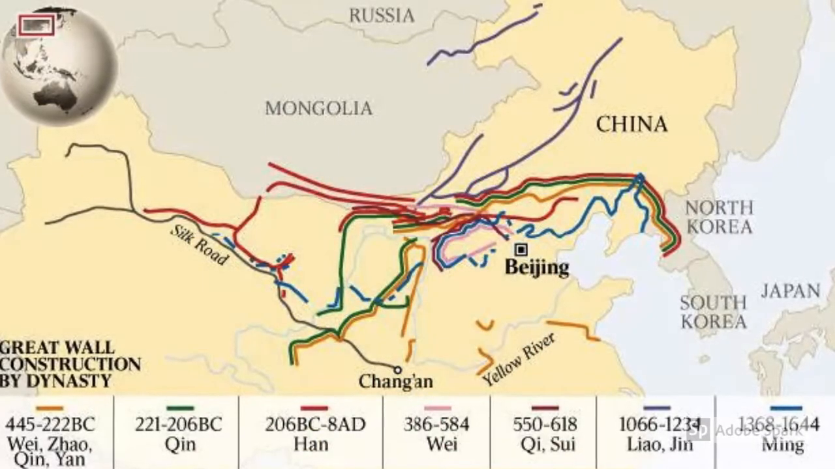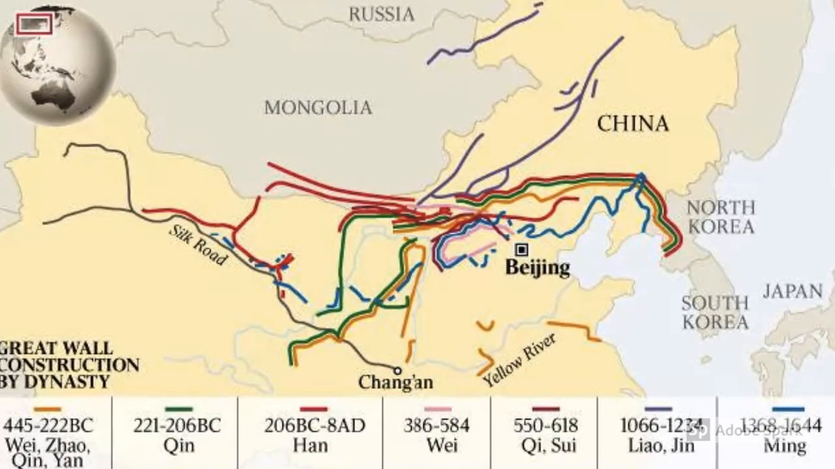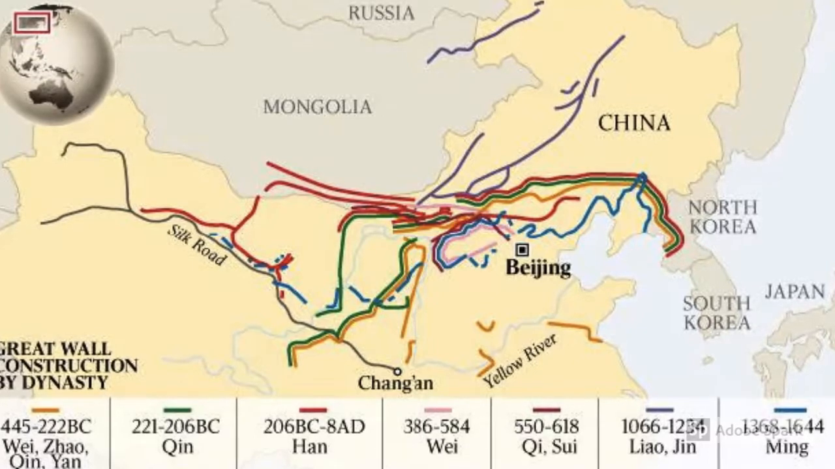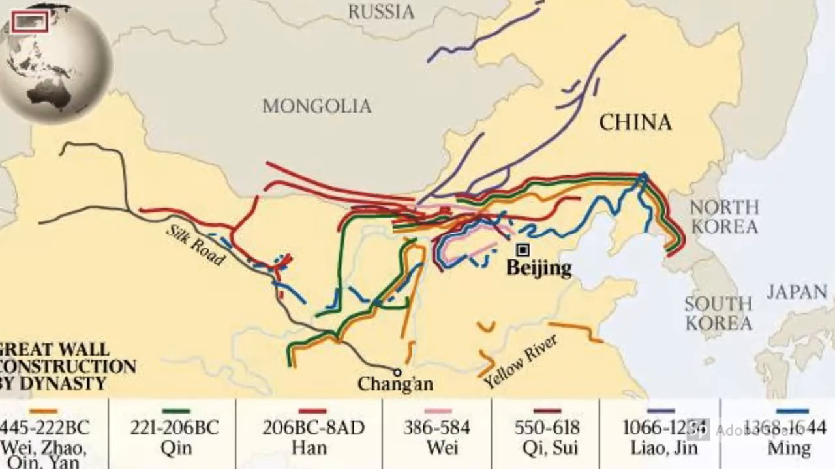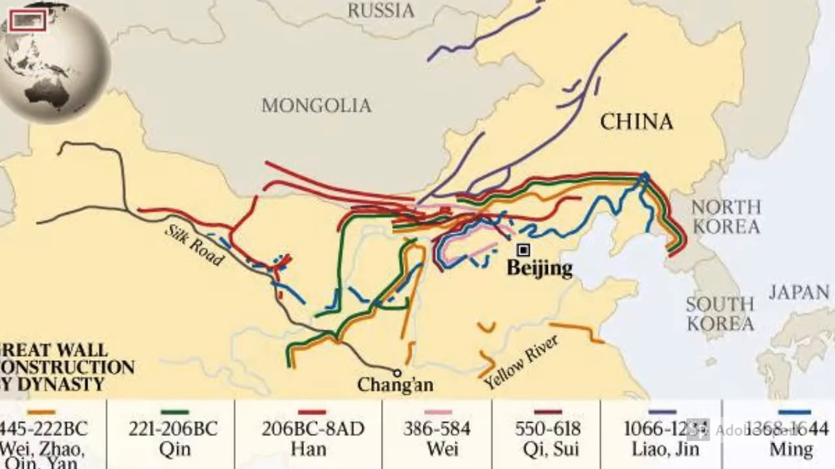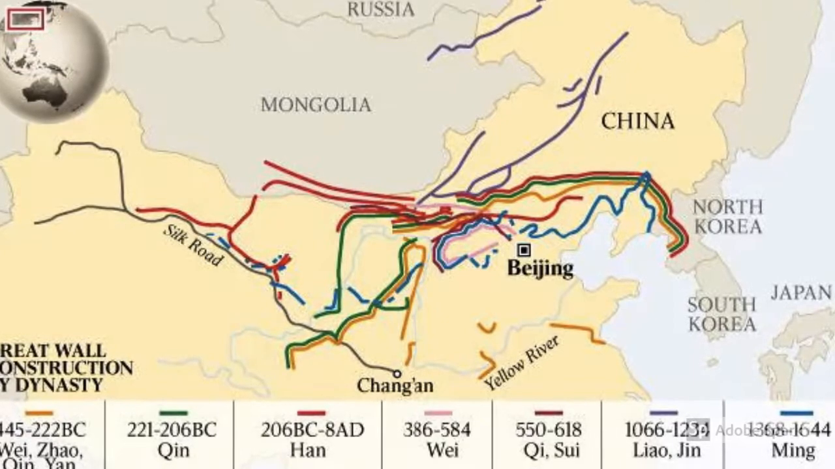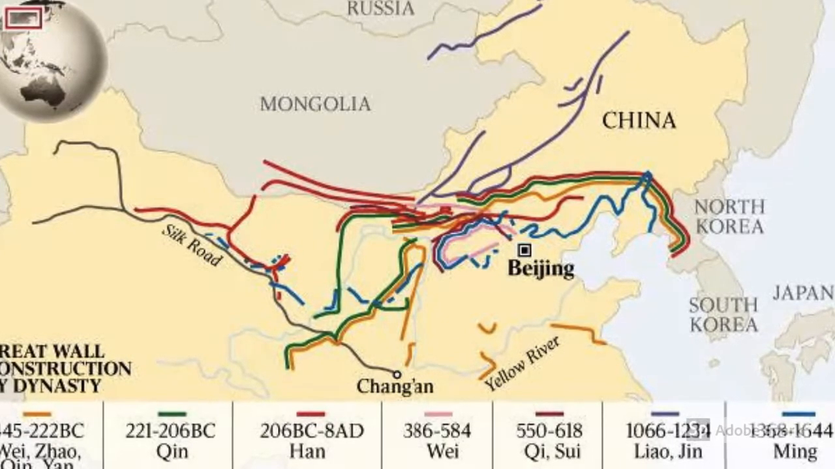This infographic shows when pieces of the Great Wall of China were built. There is a key at the bottom that matches to the colours on the map. For example, we can see that the blue sections around Beijing were built in the Ming dynasty.